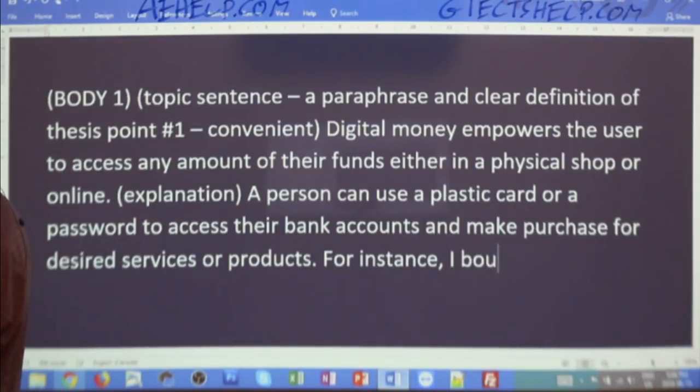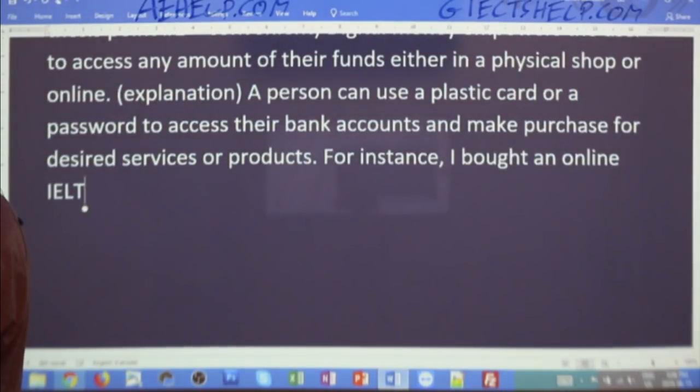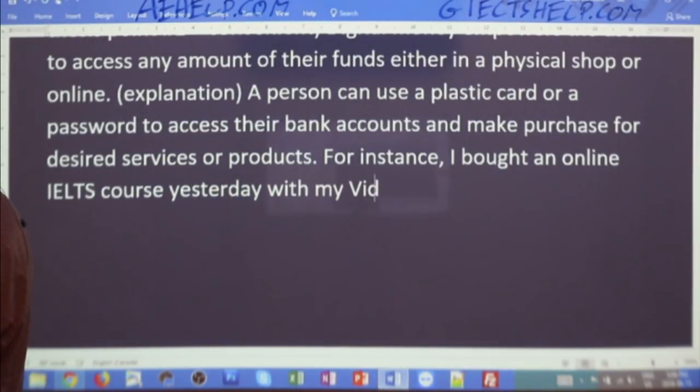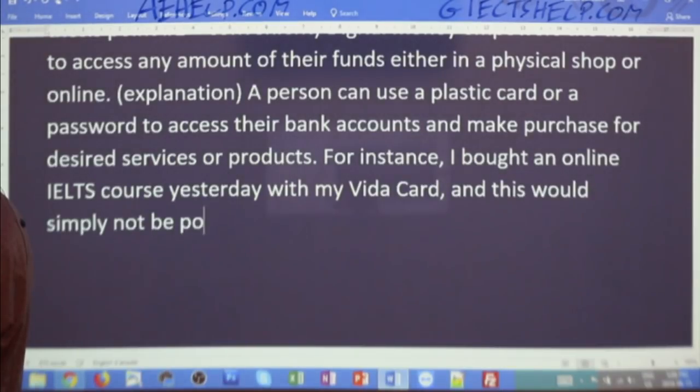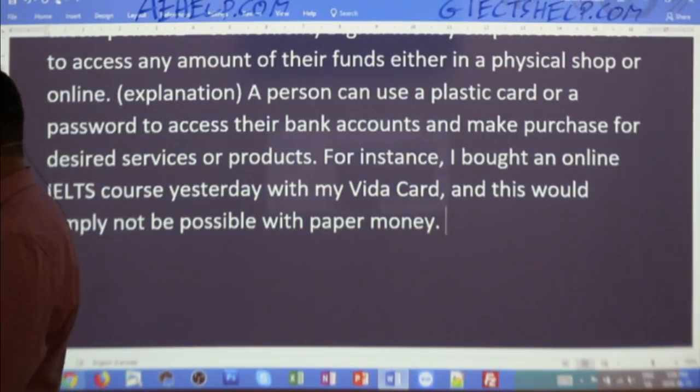I bought an online IELTS course yesterday with my Visa card, and this would simply not be possible with paper money. Okay, so that is my example.